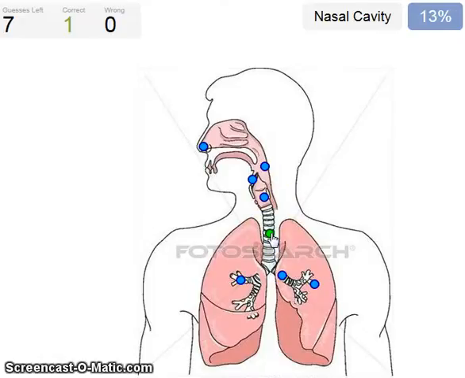The trachea is most commonly known as the windpipe. It is approximately 5 inches long and 1 inch wide. The trachea begins just beneath the larynx and travels down behind the sternum. From there, the trachea divides into two smaller tubes called the bronchi.